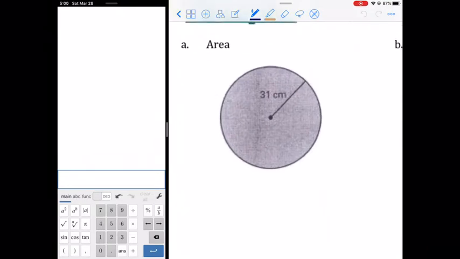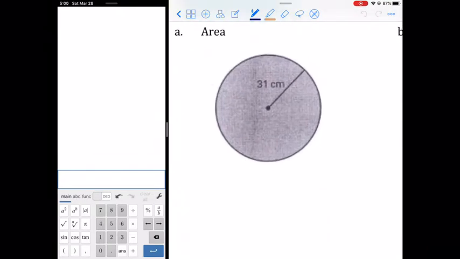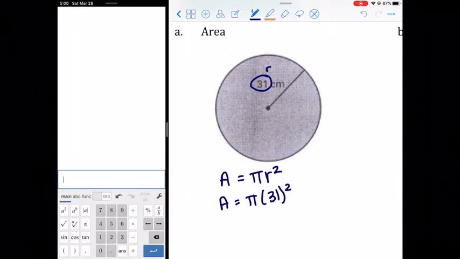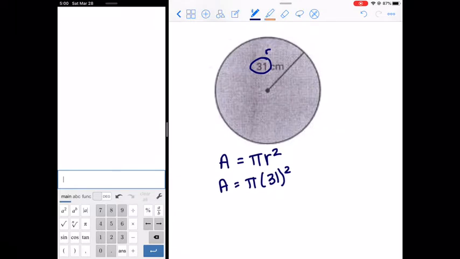So on the first one, we're going to find the area. So here we have a circle that has a radius of 31 centimeters. So I'm going to use my circle formula, A equals pi r squared, and then I'm going to plug 31 in for r. So A equals pi times 31 squared. So we can write this as an exact area or as a rounded area. So first let's write this exact.